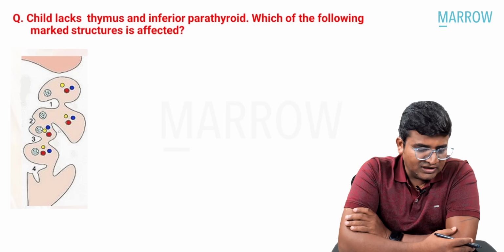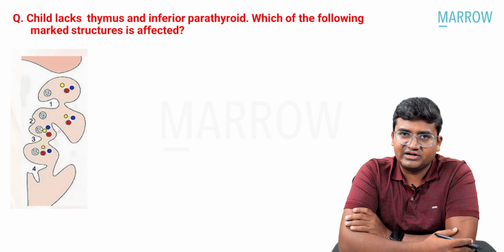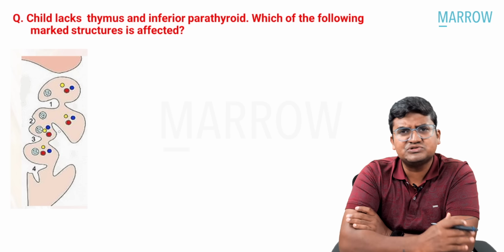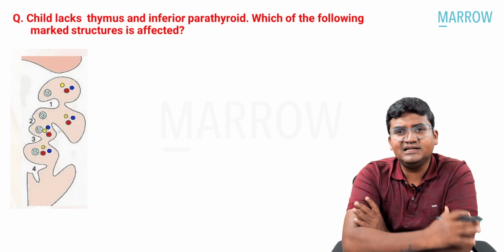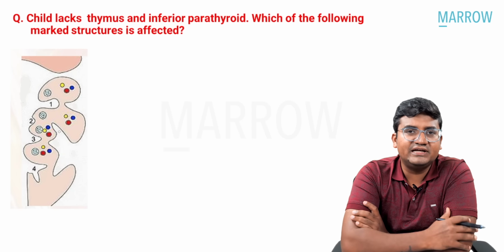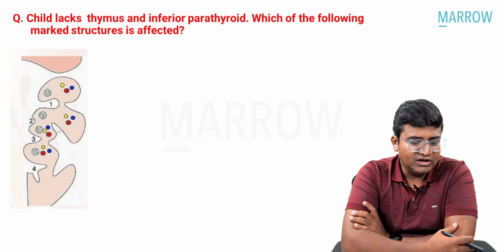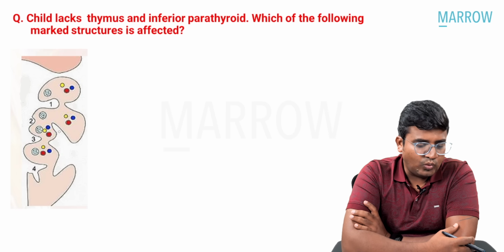See the third question. The child lacks thymus and inferior parathyroid. Which of the following marked structures is affected? See, we got this question so many times. Very recently, they gave this question in the 2021 INICET exam. The same question they gave again in the 2022 May INICET exam. Okay. So now the marking is on 1, 2, 3, 4.